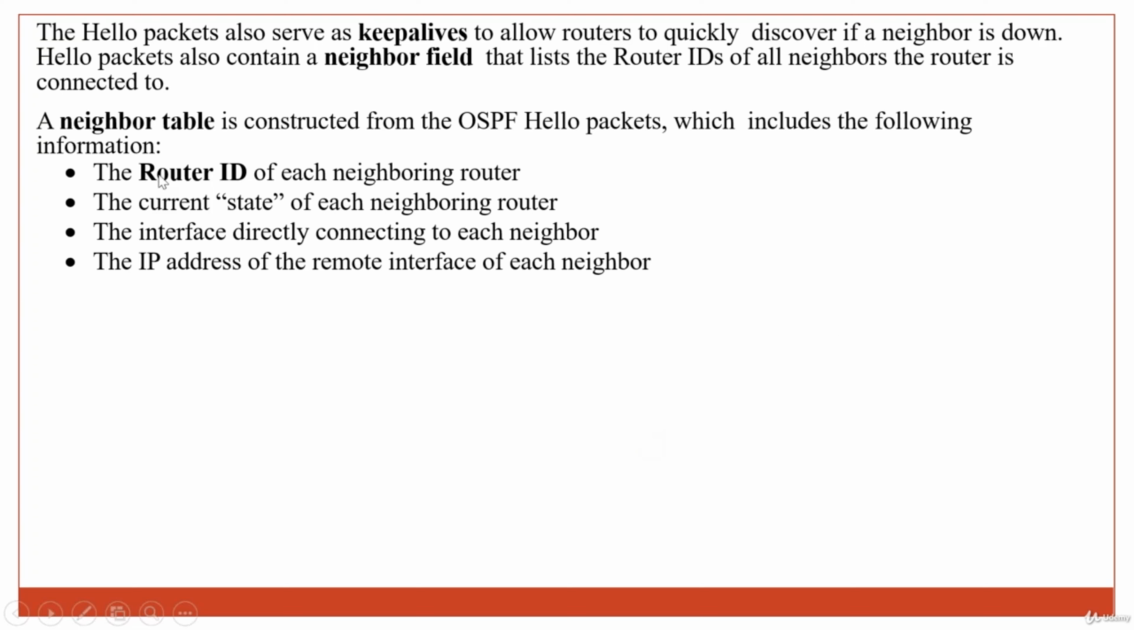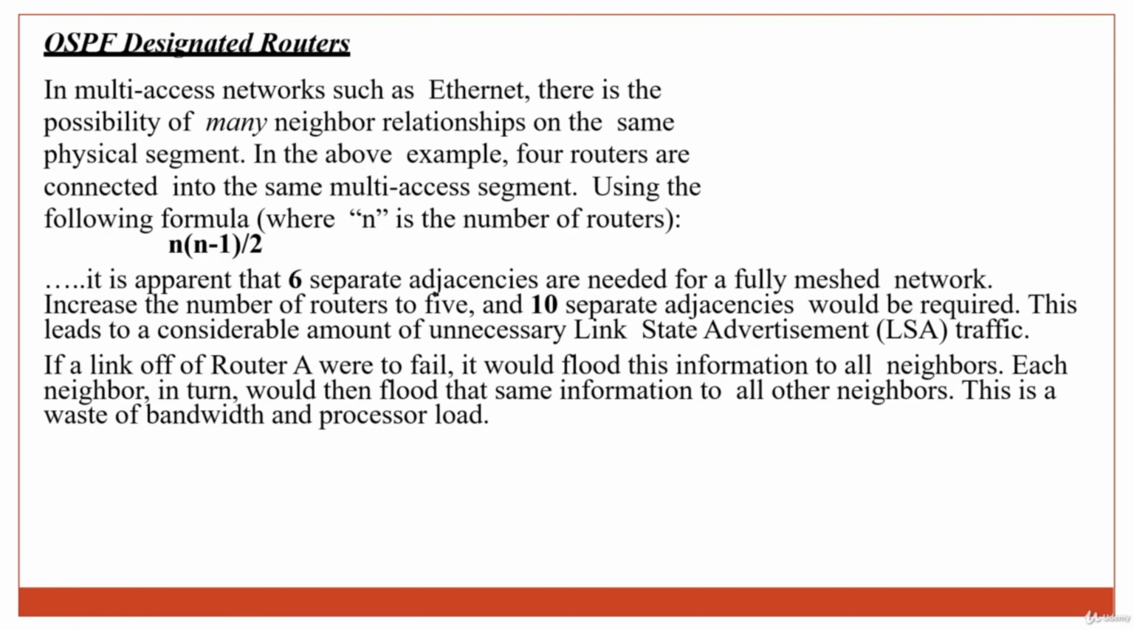Okay, so here you can see that a neighbor table is constructed from the OSPF hello packet, which includes the following: the router ID, the current state, directly connected interfaces, and the IP address of the remote interface of each neighbor. We'll see that in the lab section, where we'll run the command show ip ospf neighbor, and then we can see the specifics about the neighbors.